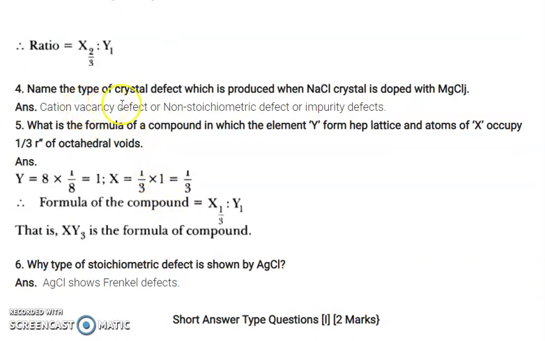Now, name the type of crystal defect which is produced when a sodium chloride crystal is doped with magnesium chloride. So, it is a cation vacancy defect, or a non-stoichiometric impurity defect, like this.